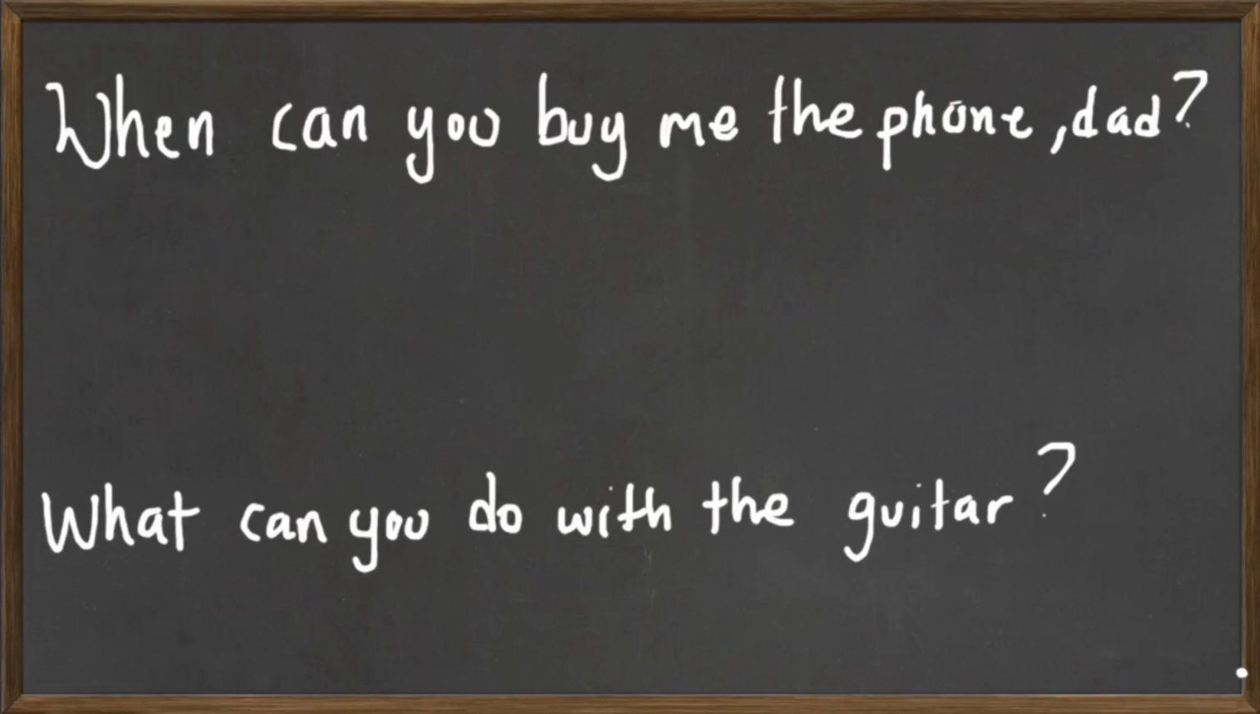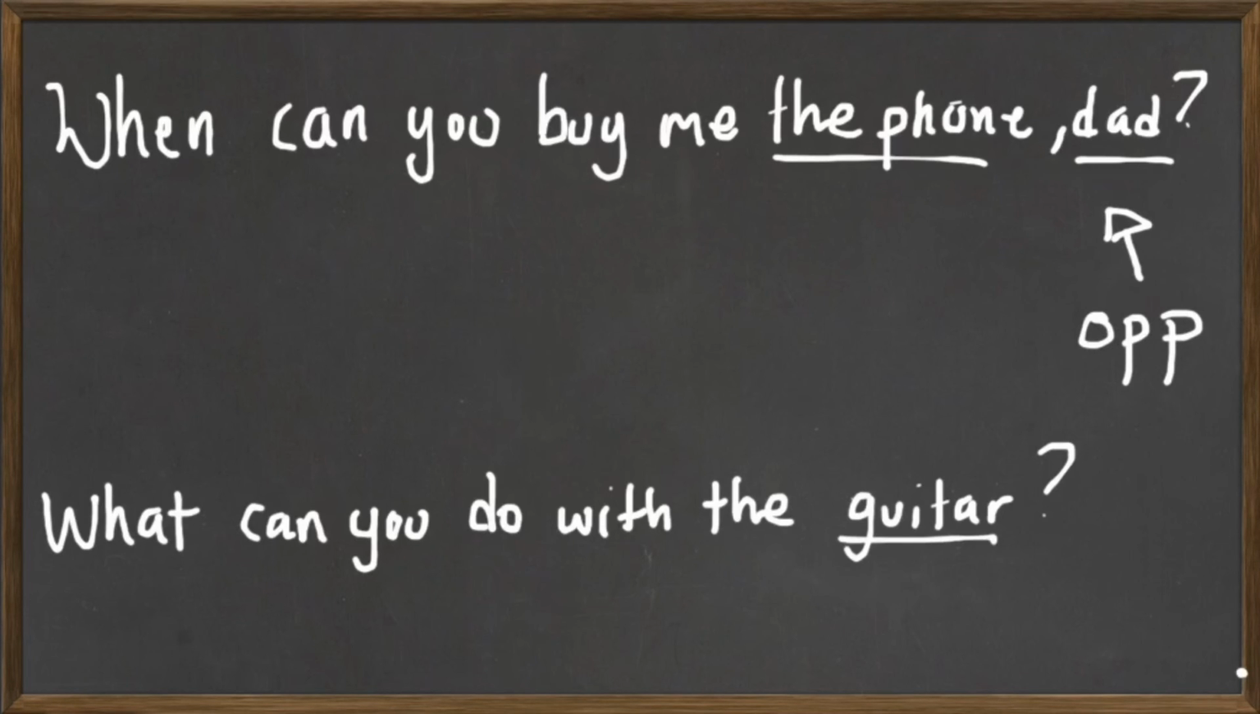More examples. When can you buy me the phone, Dad? What can you do with the guitar? We're talking about a phone and we're asking a person. That situation doesn't depend on us, so that's why this is an opportunity. And in the second one, we're talking about an instrument, a musical ability, so we write ability there.